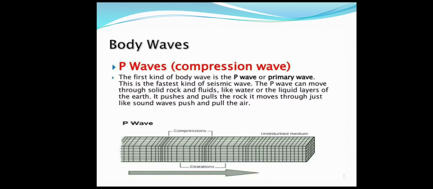The first type of body wave is the P wave. P waves are also known as compressive waves. The first kind of body wave is the P wave or primary wave. The P waves move throughout solid rock and fluids like water, etc. They travel just like sound waves. It pushes and pulls the rocks. It moves just like sound waves push and pull the air.